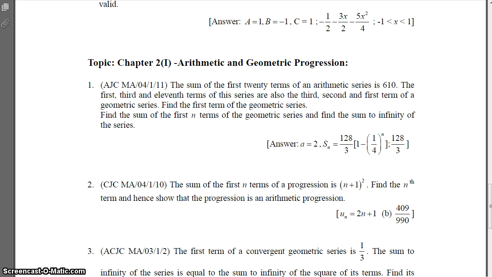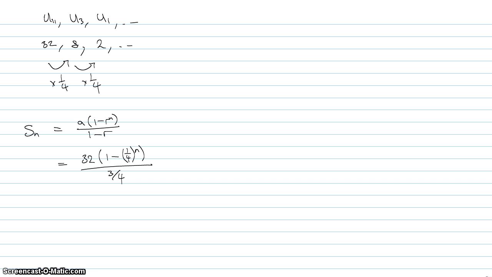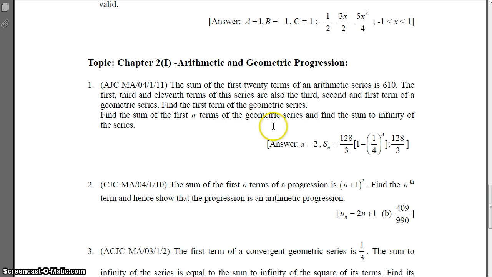And do they ask to show that it is something? No, they just want us to find the sum of the first n terms. So what does that give us? Well, 32 divided by 3 quarters is going to give us 128 over 3, and then we get on the inside 1 minus 1 over 4 to the power of n, which is, I think, exactly what the answer gives us here. Yep. So that's good.